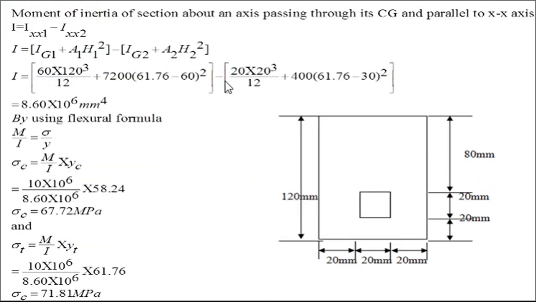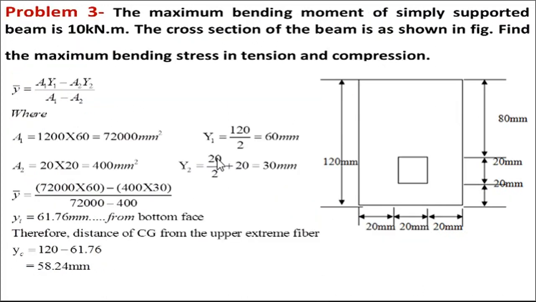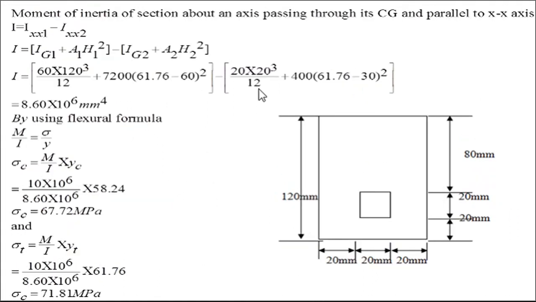You put that value here, minus the MI of this square: 20 into 20 cube by 12 plus A2, which is 20 into 20, into (y bar minus y2) square. To find h1 and h2, simply take y bar minus y1 as h1 and y bar minus y2 as h2. So y bar minus y2 will give h2. After solving this, you will get the moment of inertia as 8.60 into 10 to power 6 mm raised to 4.